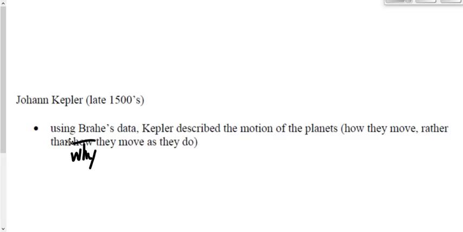He came up with 3 laws, which we're going to describe in a few moments here, that did a really, really good job of describing the motion of the planets. This is where they go. This is how long it takes. This is everything about the motion of the planets, except for why do the planets do this? He didn't answer that.